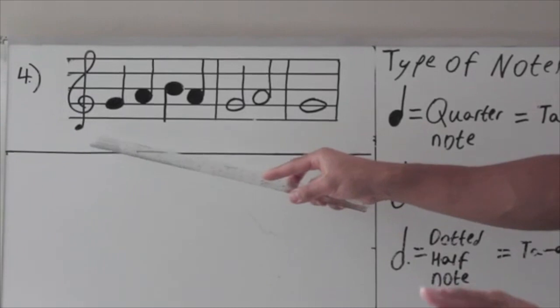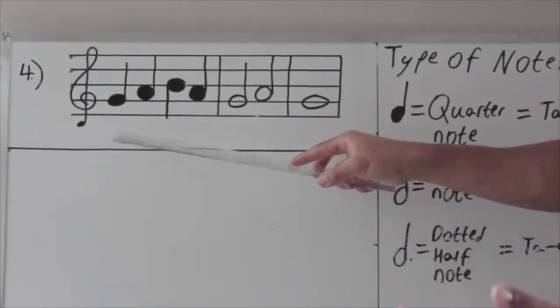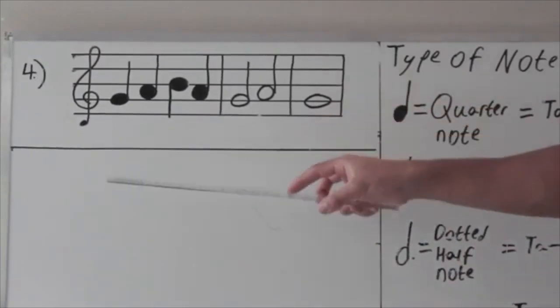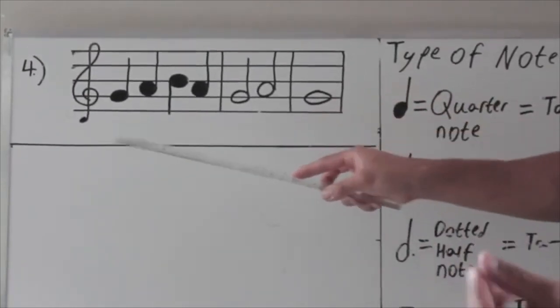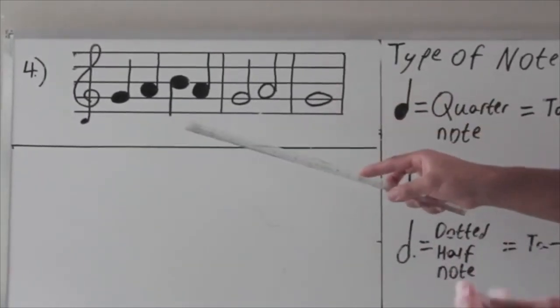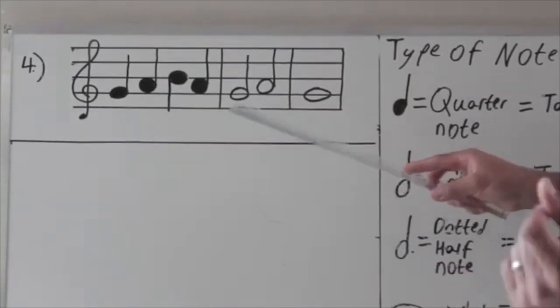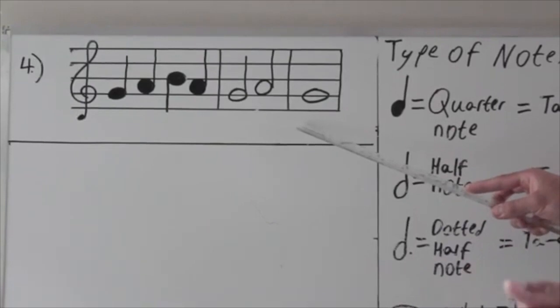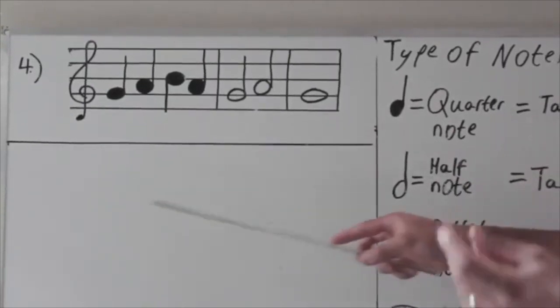Alright, now let's put it all together. I'm going to say it one time and then you're going to say it after me. Or you can say it with me and then say it by yourself afterwards. 3, go! Ta, ta, ta, ta, ta-a, ta-a, ta-a-a-a. By yourself.